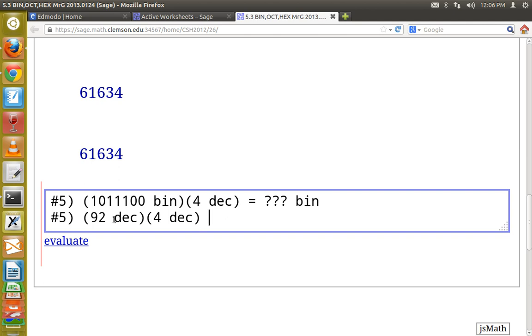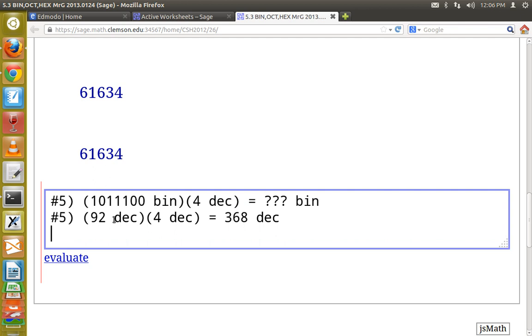Do that in your head. Multiply. What's 4 times 92? Normal base 10 numbers. 4 times 2 is 8. 4 times 9 is 36. 368? Is it 368? Okay, 368. Okay, now the question is, can you convert that back to base 2 is what they want in the final answer.